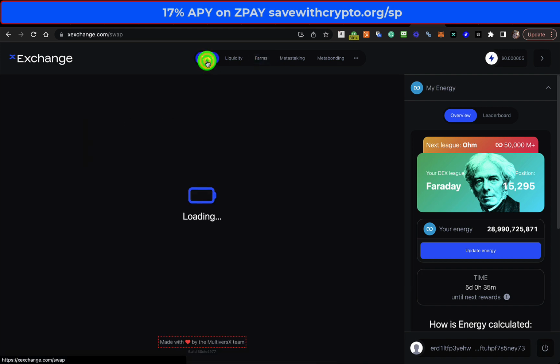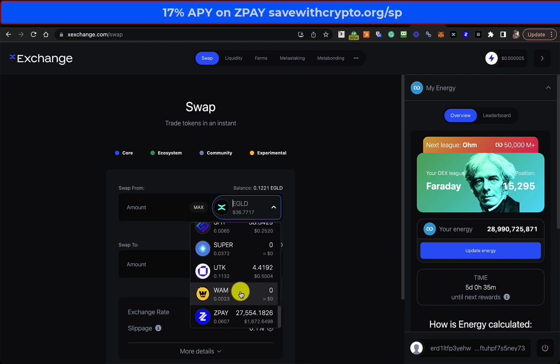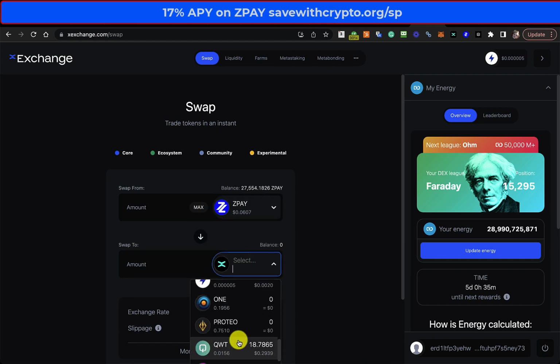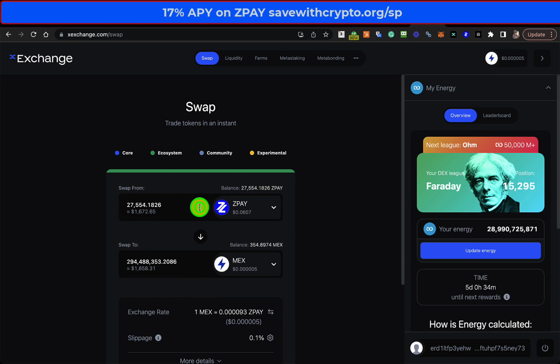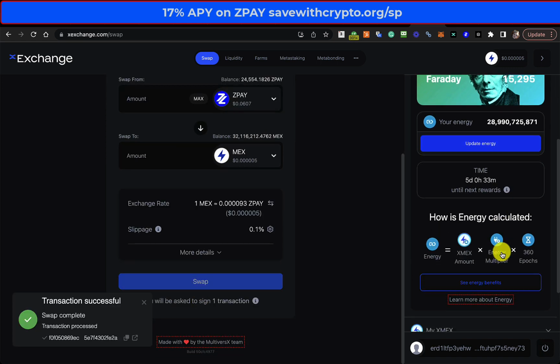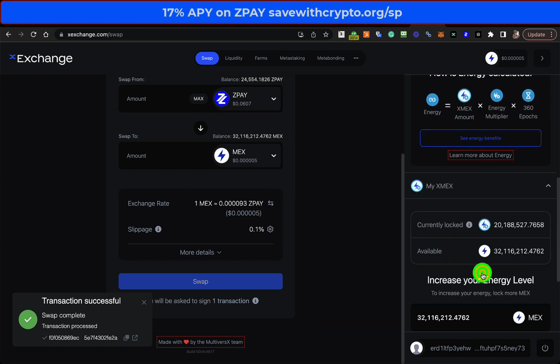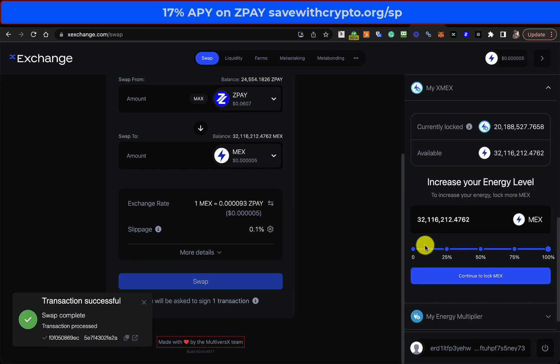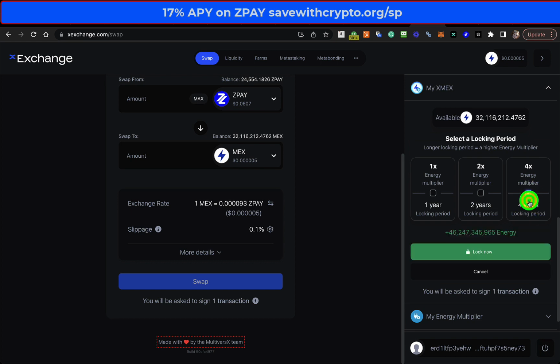Okay, so let's go to swap. So I'm going from ZoidPay to MEX. Right, so I've got that amount. Okay, so it looks like about 3,000 ZoidPay should do the trick. So let's do that. Let's convert that. Okay, and then I want to lock it, don't I? So I can go to my XMEX over here, and this will increase the energy. So that's using 32.1 million MEX. I'll lock it for 4 years.